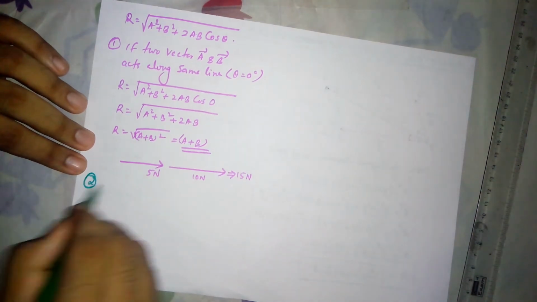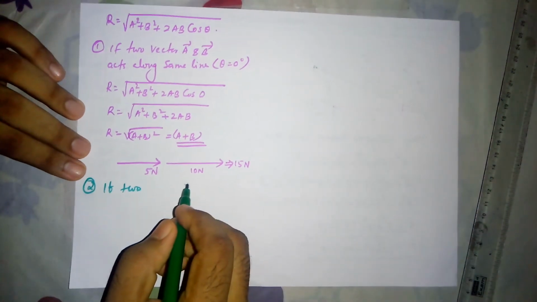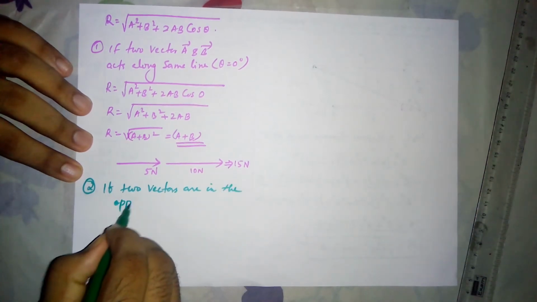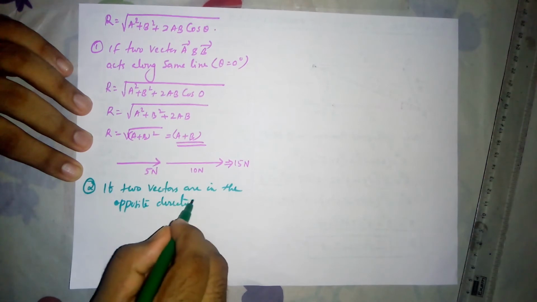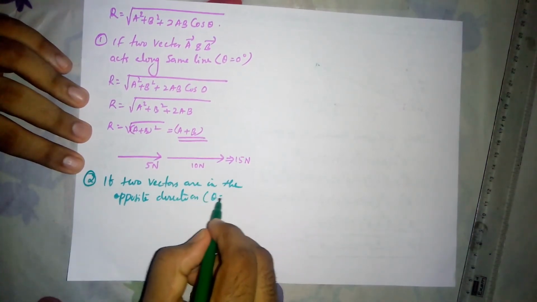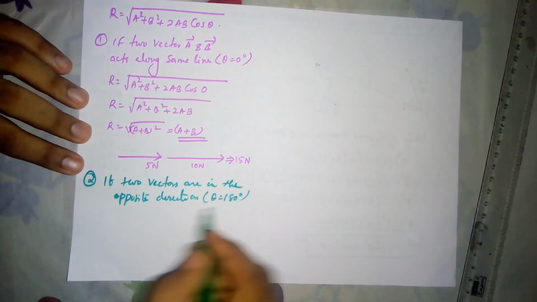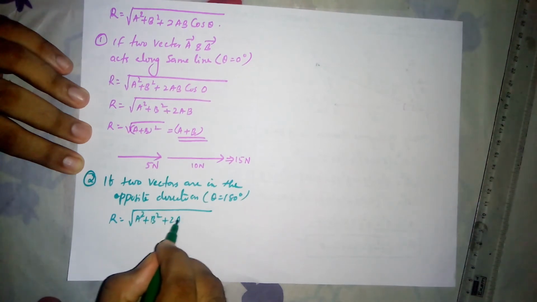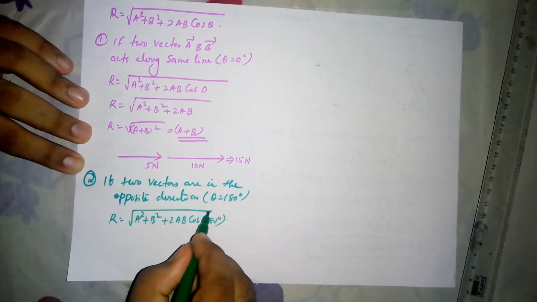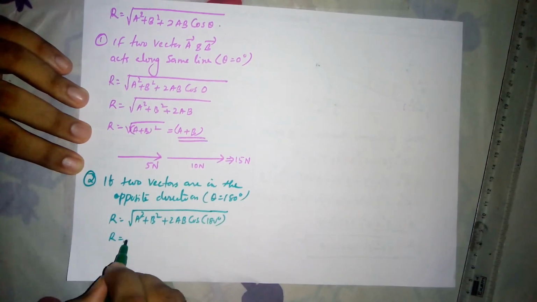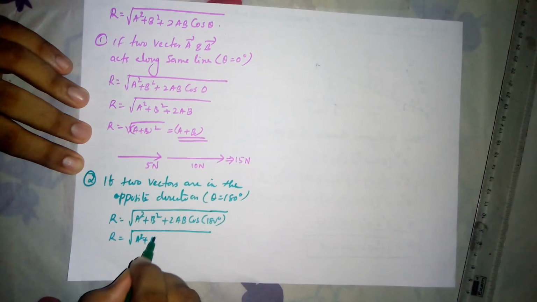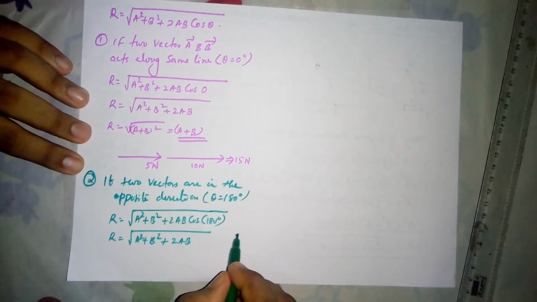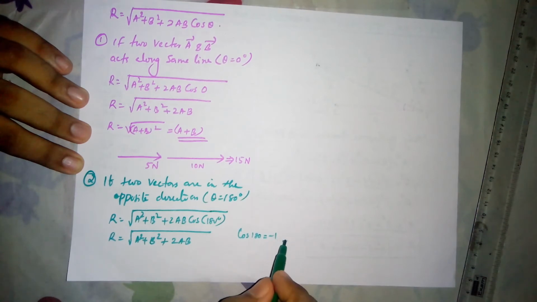And the second special case is if two vectors are in the opposite direction. If two vectors are in the opposite direction, how much will be theta? Theta is equal to 180 degree, right? Now again we are substituting it in the magnitude equation: a square plus b square plus 2ab cos 180 degree. Theta we have written as 180 degree. Cos 180 is what? Cos 180 is minus 1.